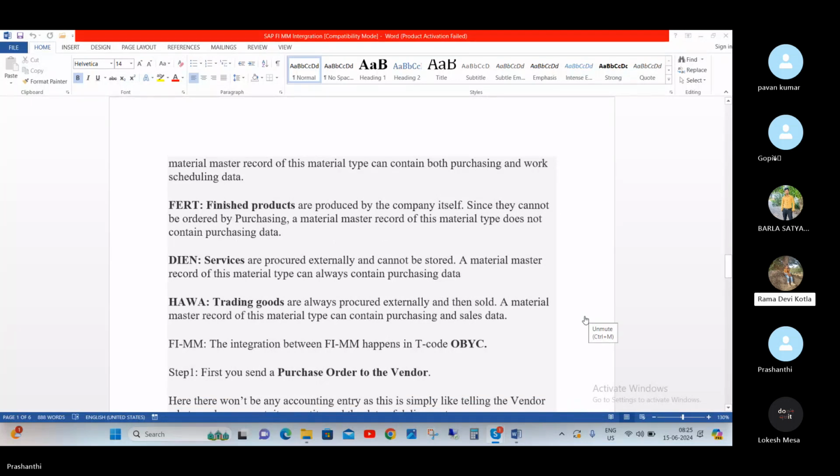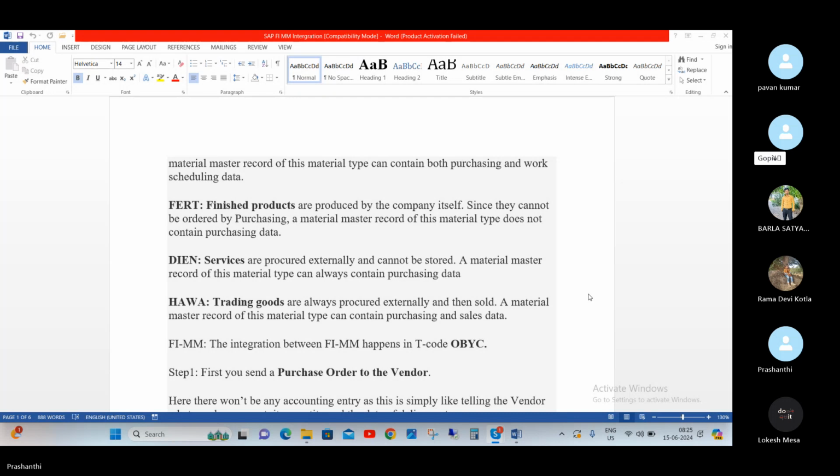Raw material converted into finished goods, converted into the main product, the completed product. And in some situations there are also service-based and trading goods. So those are explained clearly for finished goods and services, everything in depth.